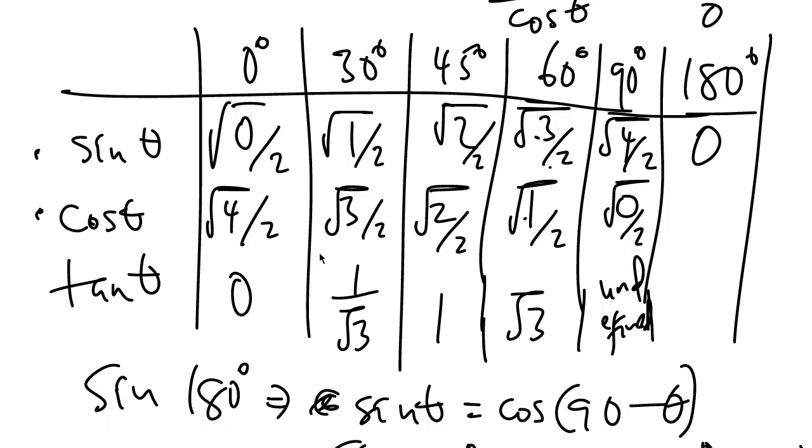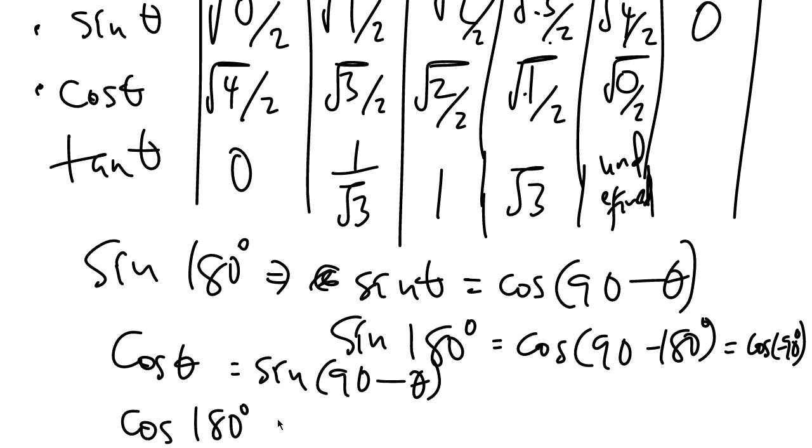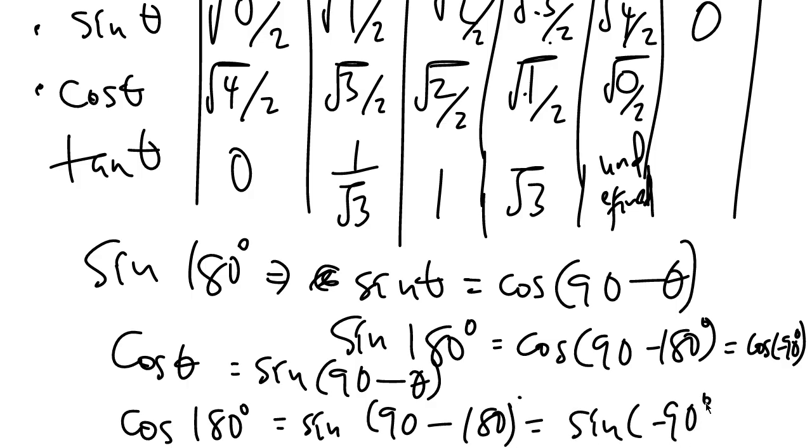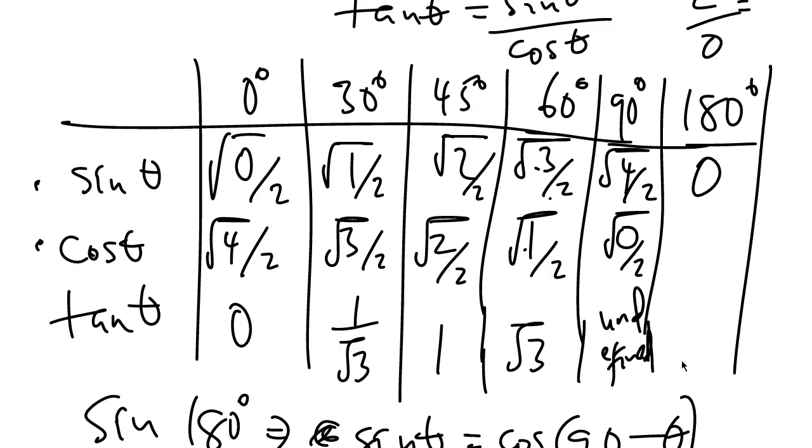Then in the case of cos 180, remember that cos theta is equal to sine 90 minus theta. So that implies that cos 180 is equal to sine 90 minus 180, which is equal to what? Sine of minus 90. And remember, earlier we said that sine of negative theta is equal to negative sine theta. So negative sine 90. From the table, what is sine 90? Sine 90 is 1, because root 4 divided by 2 is 1. And then we have the minus sign over there. So that's minus 1.